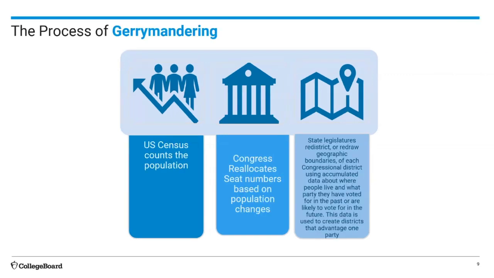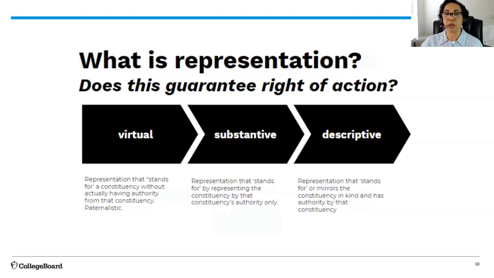When we look at it as gerrymandering, we've got the first two things the same, but then we have the state legislatures doing that redrawing based on data of where people live and guesses on how they're going to vote, and pretty good guesses, and that data is going to be used to create districts that are going to advantage one party. Got this up here again about representation and what people's expectations should be from their representatives in Congress.